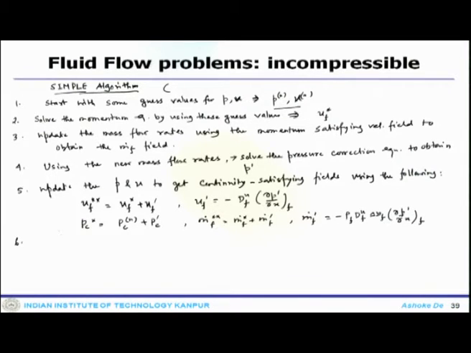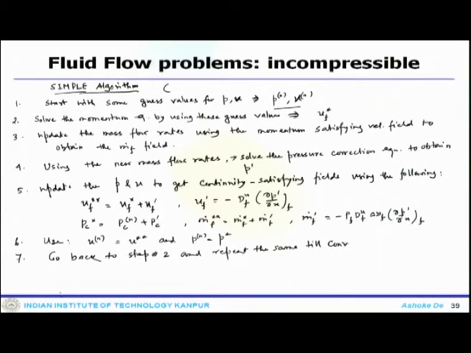Now, sixth, you can use u n equals u star star and p n equals p star. So, you repeat the process, go back to step number 2 and repeat the same till convergence.